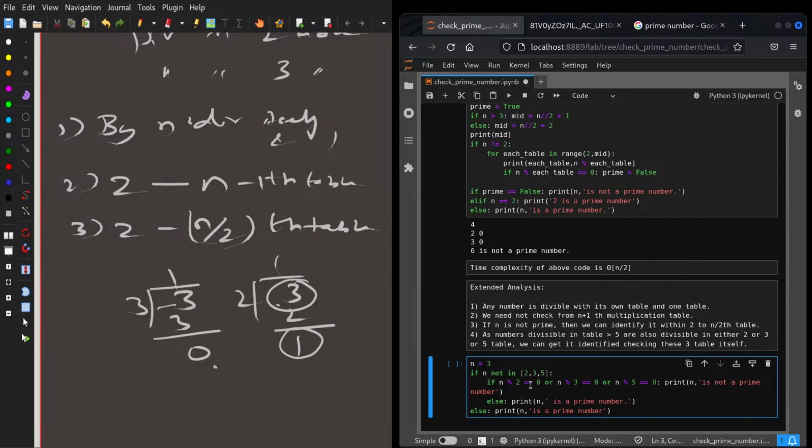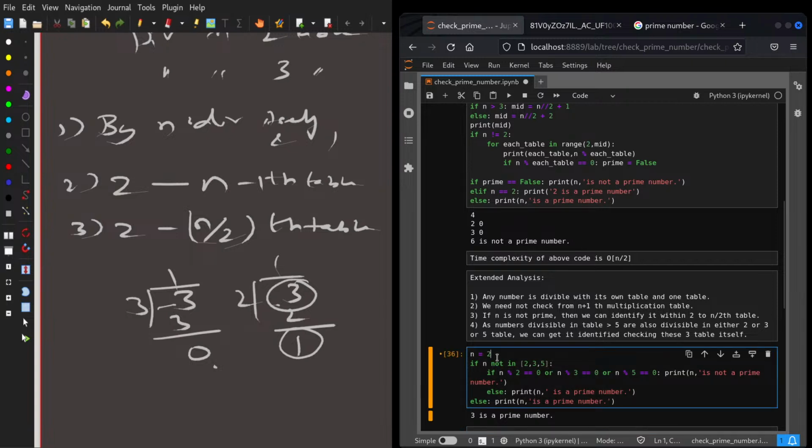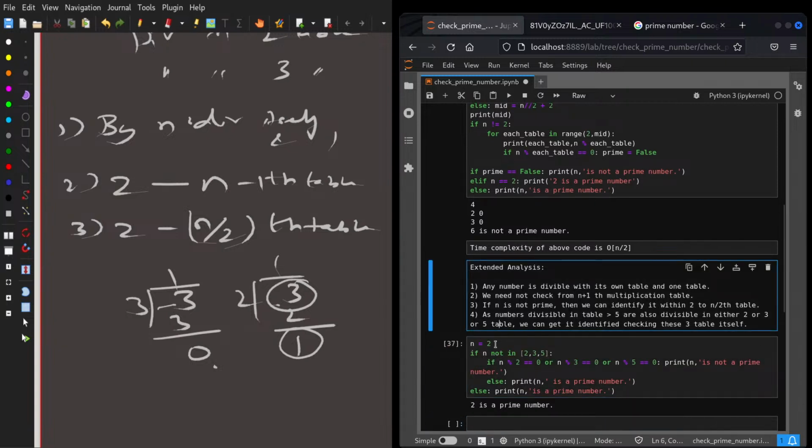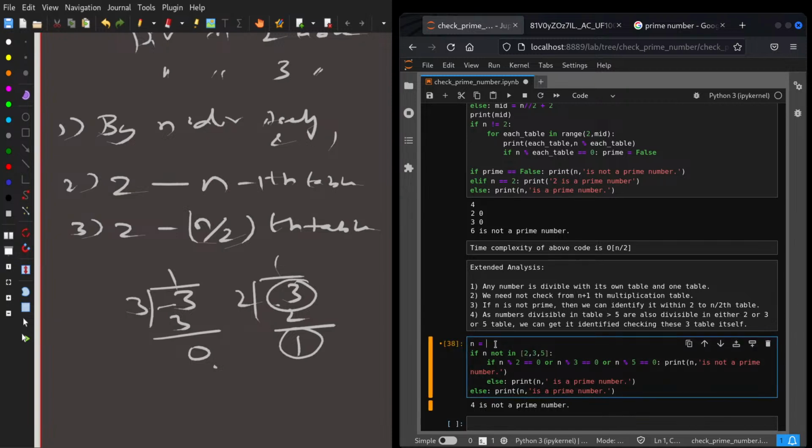So now, what is the time complexity of this present code? Before that, let's check with different numbers. 3 is a prime number, 2 is a prime number, 4 is not a prime number, 5 is a prime number, 6 is not, 7 prime, 8 not prime. So it's working perfectly for different inputs. 24 is not a prime number, 99 is not a prime number, 90 is not a prime number, 91 is a prime number, and things are working correctly, isn't it?